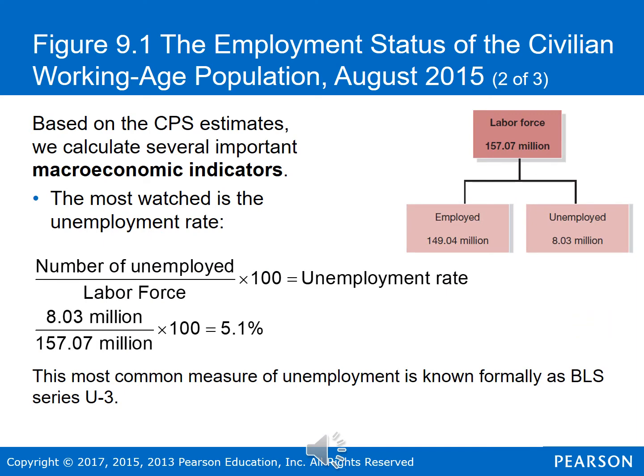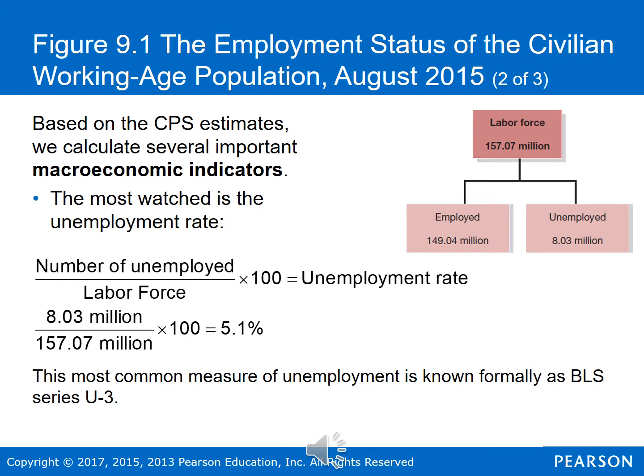So based on the CPS estimates that we get from the survey, we can calculate several important macroeconomic indicators. Now, the most watched is the unemployment rate. The unemployment rate is the number of the unemployed divided by the labor force multiplied by 100 to give us the percentage. So in August 2015, the number of unemployed workers in the economy was 8.03 million. The size of the labor force was 157.07 million. So when you divide 8.03 by 157.07 and multiply that by 100, we end up with 5.1%.